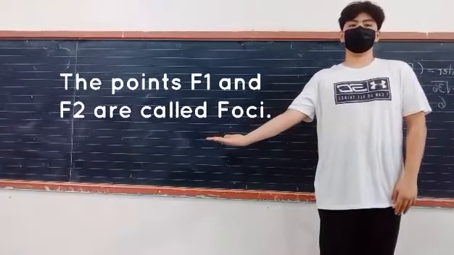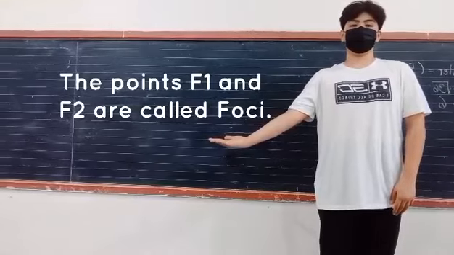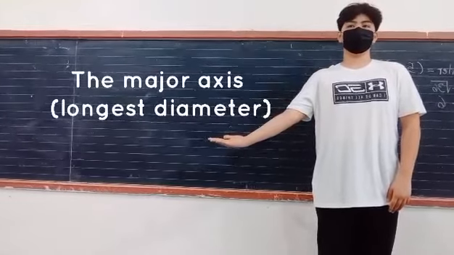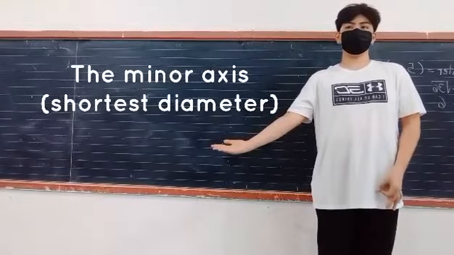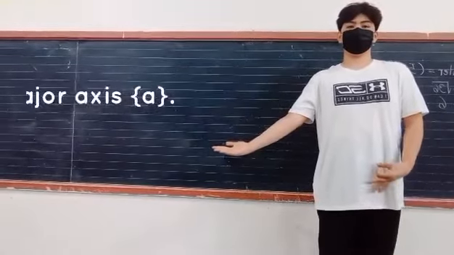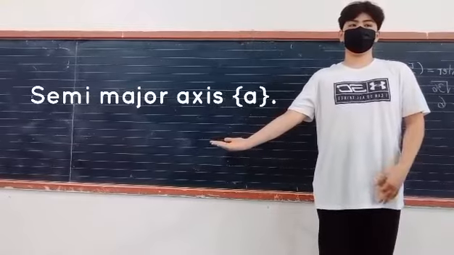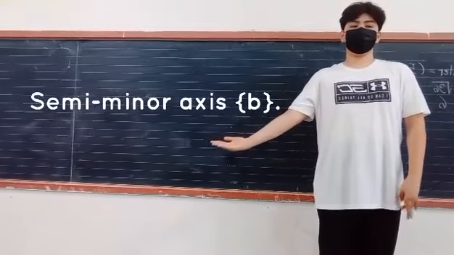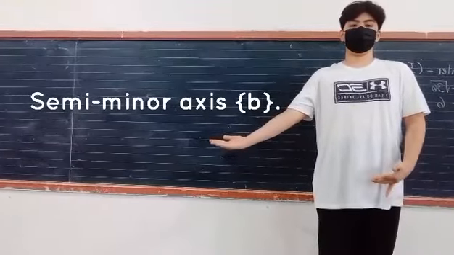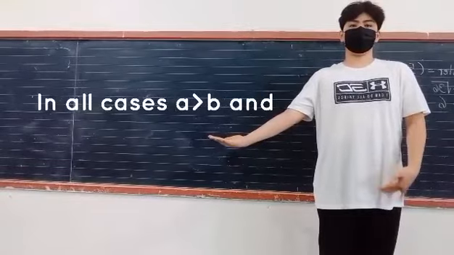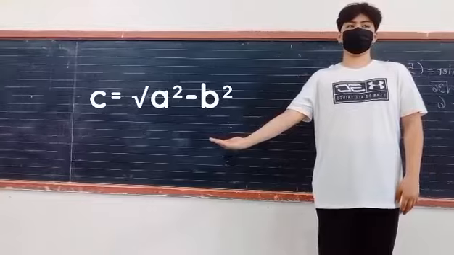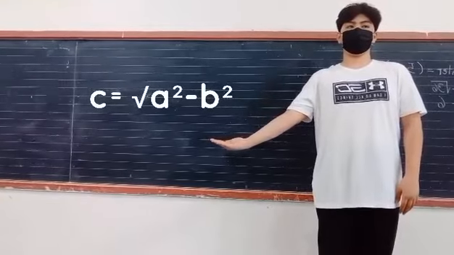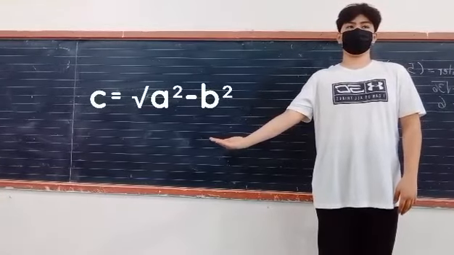The points F1 and F2 are called foci. The major axis is called the longest diameter, and the minor axis is called the shortest diameter. The semi-major axis is called a, and the semi-minor axis is called b. In all cases, a is greater than b, and c is equal to the square root of a squared minus b squared.